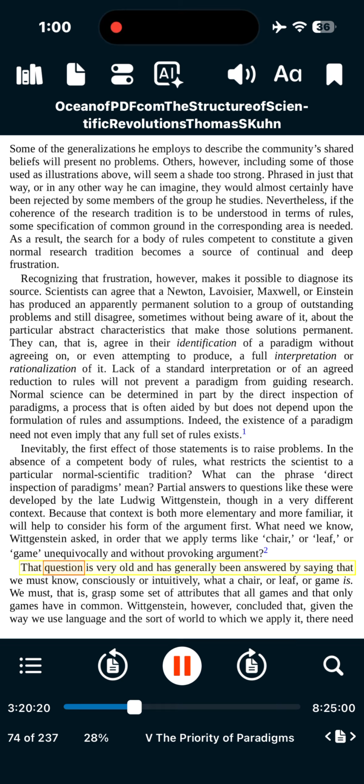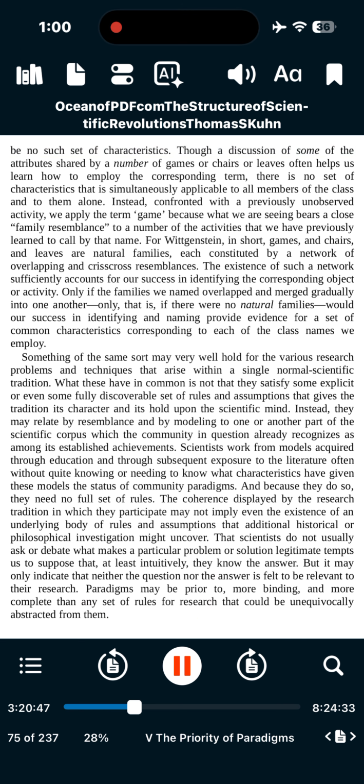That question is very old and has generally been answered by saying that we must know, consciously or intuitively, what a chair, or leaf, or game is. We must, that is, grasp some set of attributes that all games and that only games have in common. Wittgenstein, however, concluded that, given the way we use language and the sort of world to which we apply it, there need be no such set of characteristics.